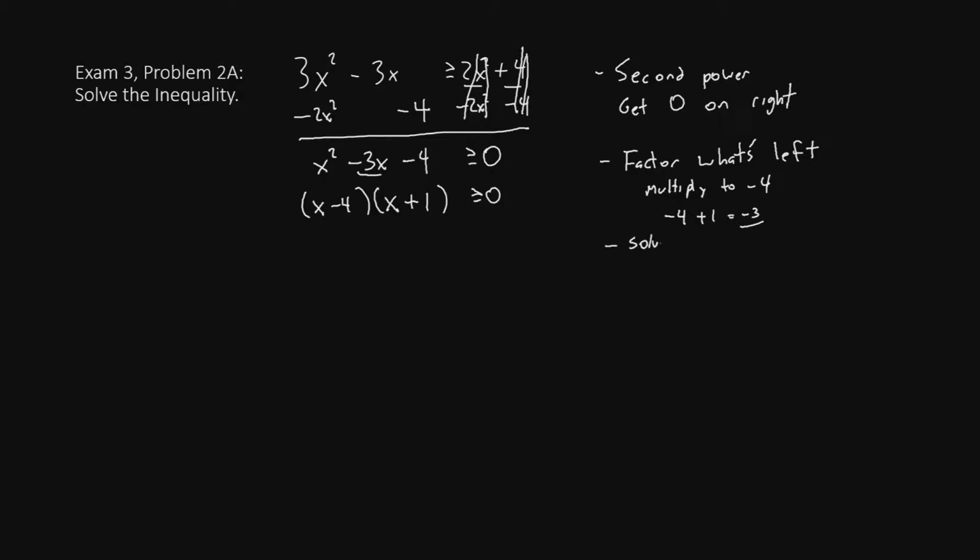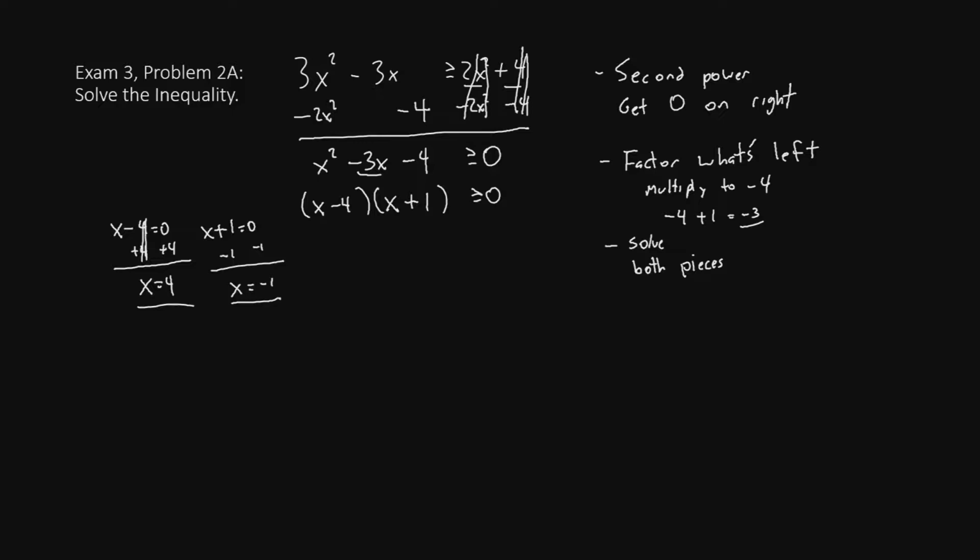And now we solve both pieces that we just made. So we're going to solve x minus 4 equals 0 and x plus 1 equals 0. To solve the first piece, we'll add 4 to both sides. Cancels the 4 out, giving us x equals 4. And we'll subtract 1 from both sides, giving us x equals negative 1.